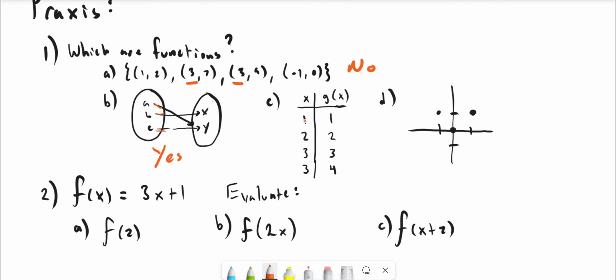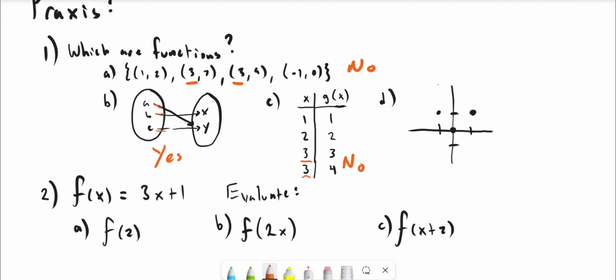Here in my table, in my input column, I have a 1, I have a 2, I have a 3, I have another 3. Well, there's two 3s here. One gets sent to 3 and the other gets sent to 4. That's assigning two different values to the same input of 3. So no, this is not a function.